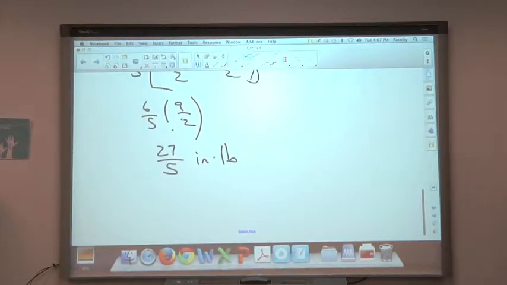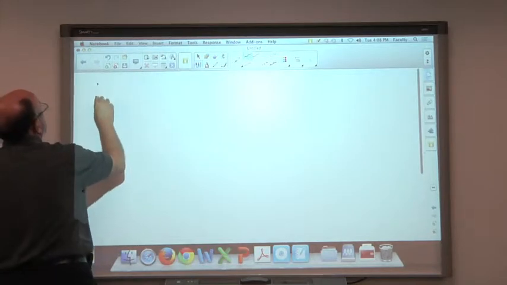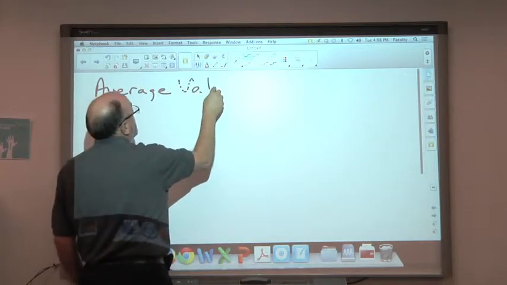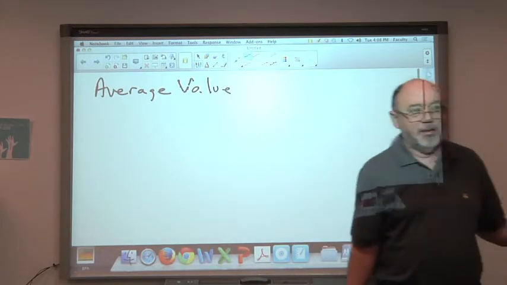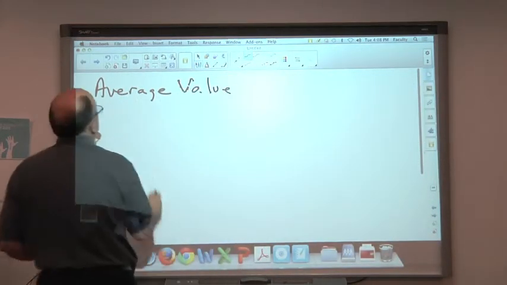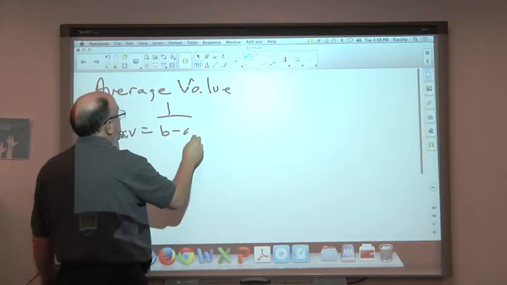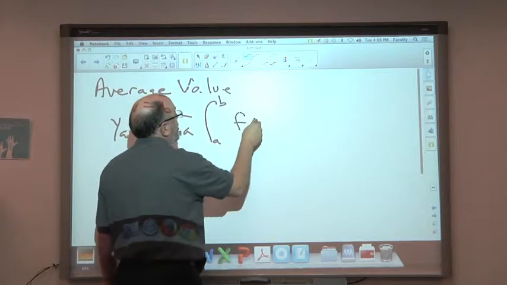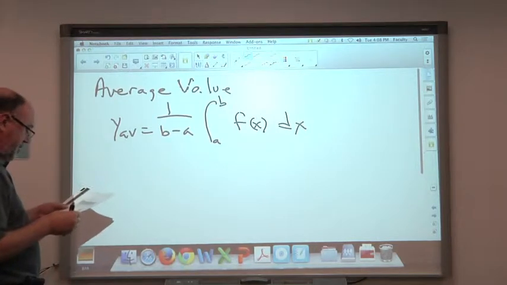Right? The next thing deals with the average value of a function. That is given by the average value y equals 1 over b minus a times the integral from a to b of f of x dx. This is my equation for finding the average value.